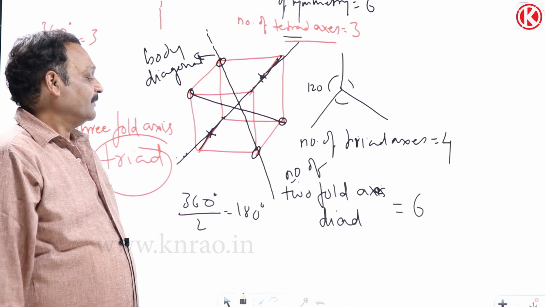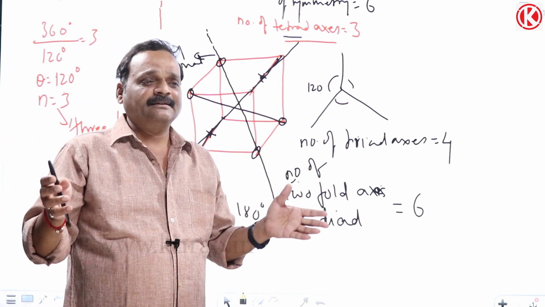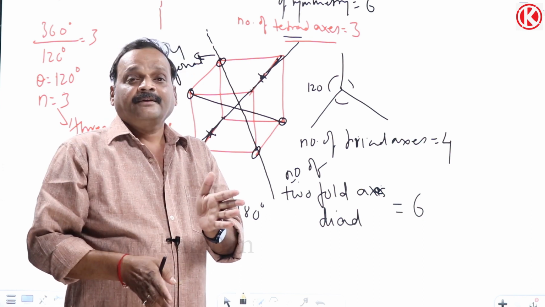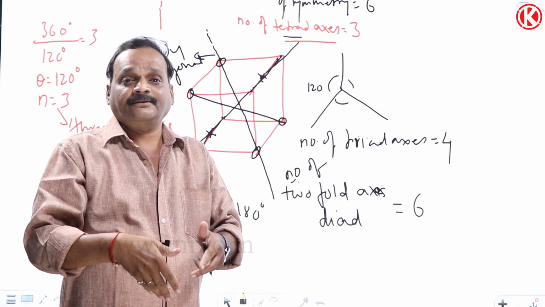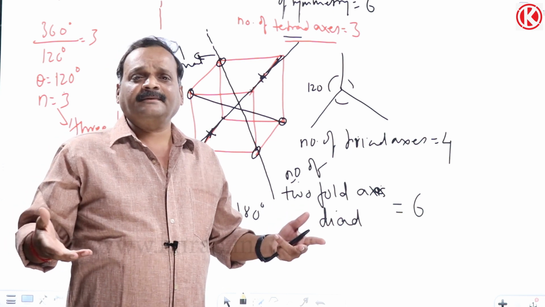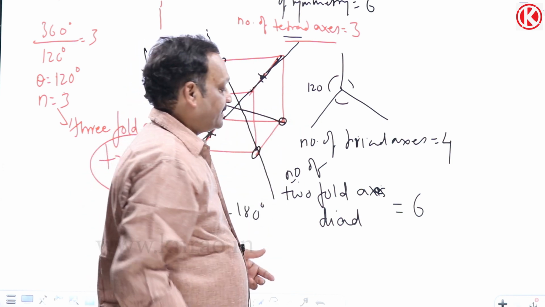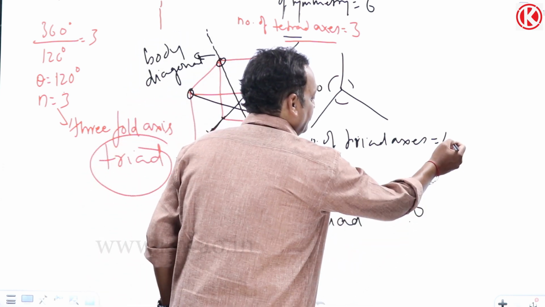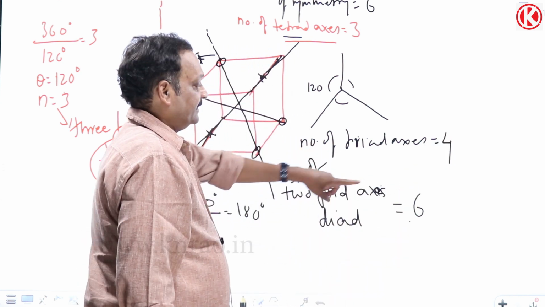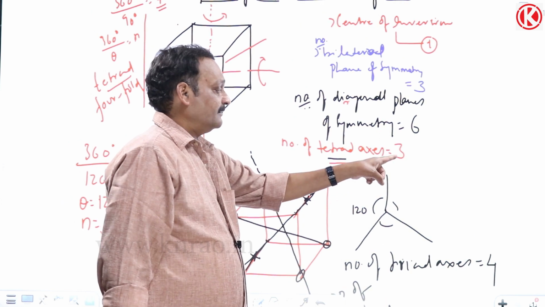So a cube has totally how many symmetry elements? Cube is symmetric about some planes, about one point, and about some axes also. These are all symmetry aspects present in a cube. Totally how many? Number of dyad axes are 6. Number of triad axes are 4. 6 plus 4, 10. Number of tetrad axes are 3.